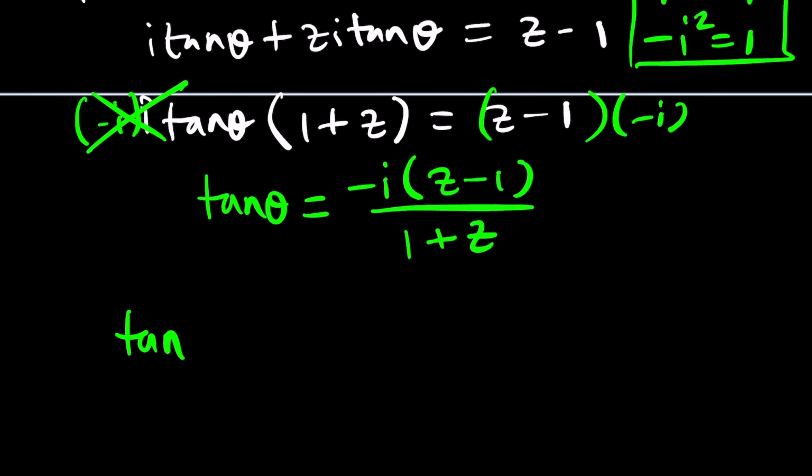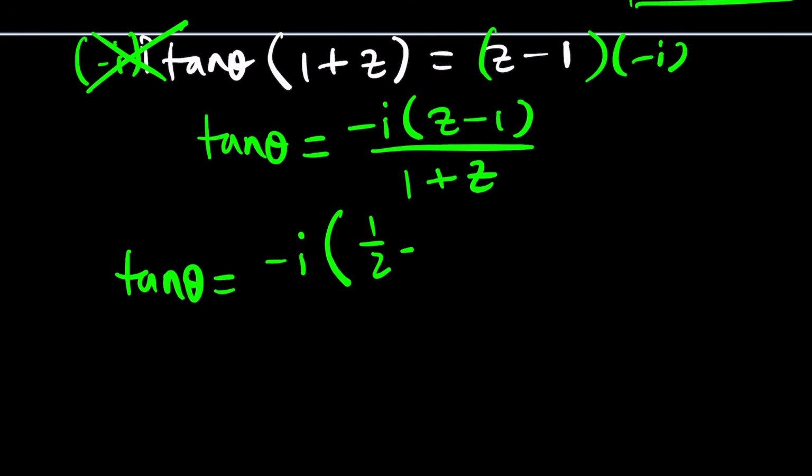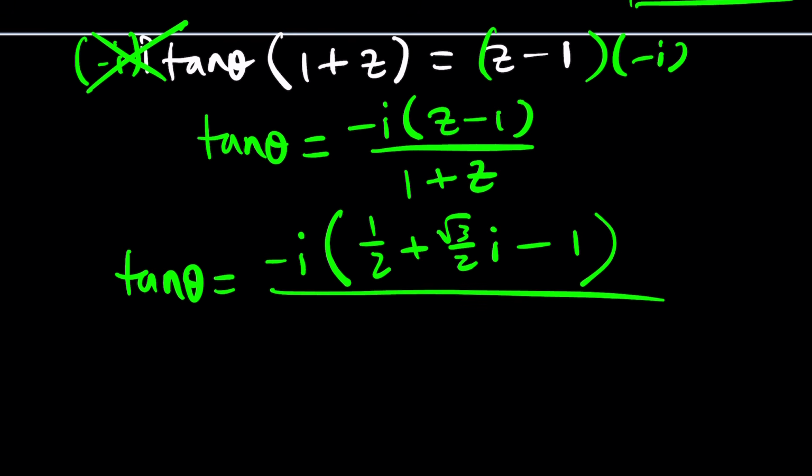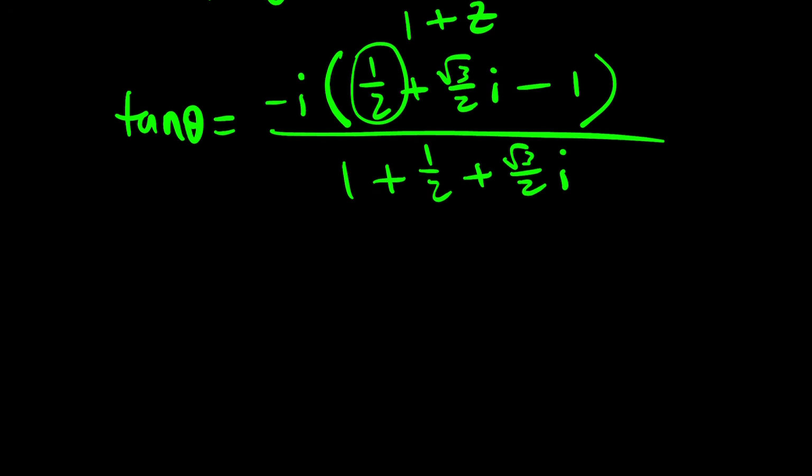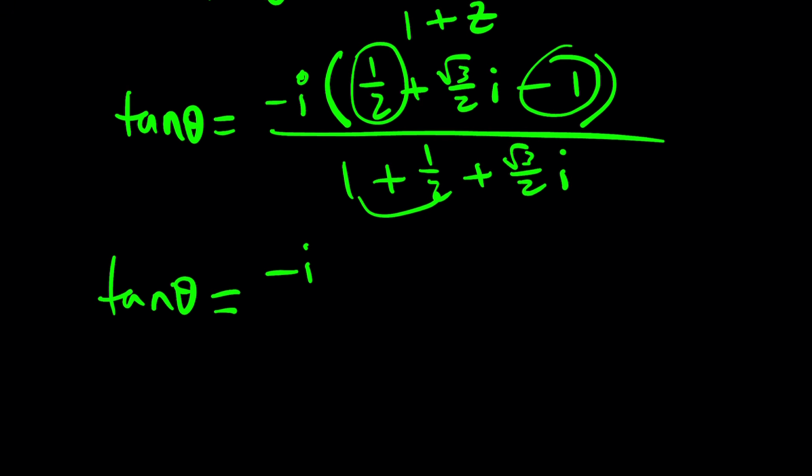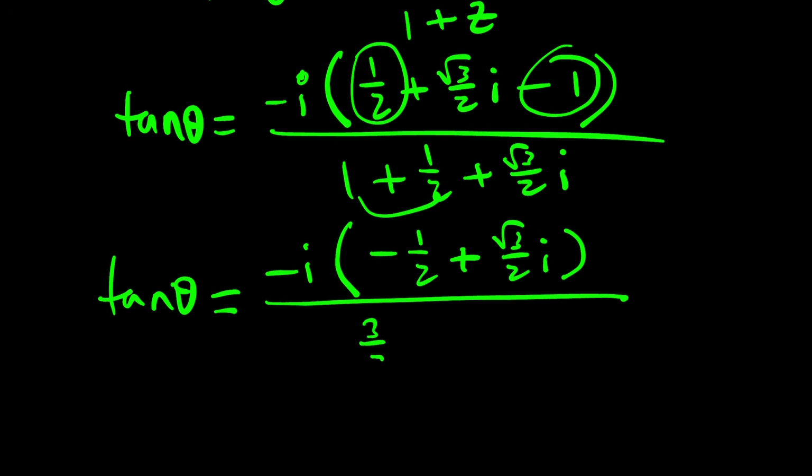So, now you can replace z with that. Tangent theta is negative i multiplied by, what is z? z is 1/2 plus root 3 over 2 i. And then, of course, you have to subtract 1 from it. And then in the denominator, you have to add 1 plus z, which is 1/2 plus root 3 over 2 i. That is interesting. What are we going to do from here? Well, we can combine these two things, and then negative i will stay. We can combine these two things. So tangent theta becomes negative i times negative 1/2 plus root 3 over 2 i divided by 3/2 plus root 3 over 2 i.